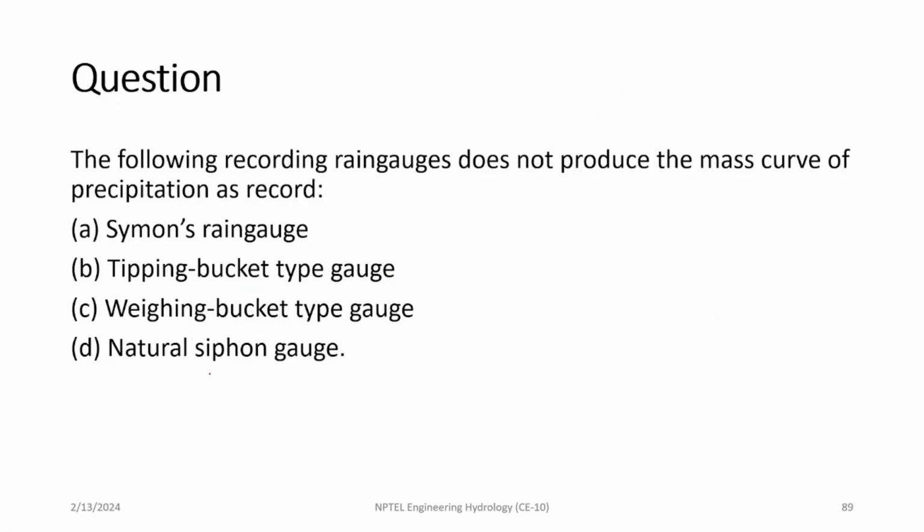Okay, the next question is the following: a recording rain gauge does not produce the mass curve of the precipitation as recorded.